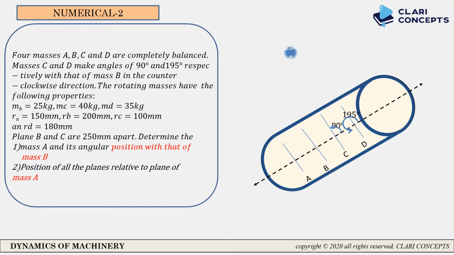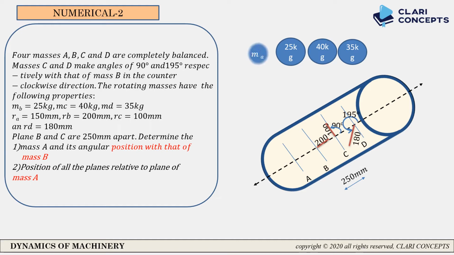Now mass B is 25 kg, C plane has a mass of 40 kg, D plane has a mass of 35 kg, where the radius of plane B is 200 mm, the radius of plane C is 100 mm and the radius of plane D is 180 mm. Here the distance between planes B and C is 250 mm. So we don't know the value of mass A, we have to find it by solution of this numerical.